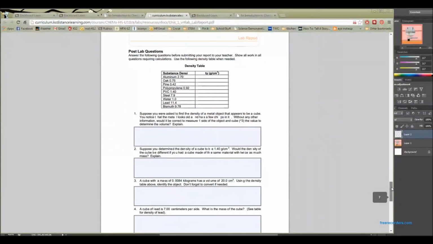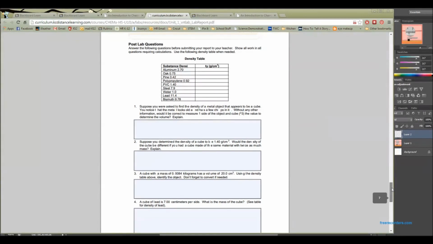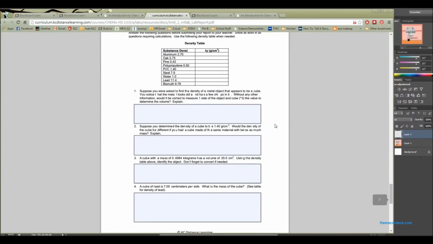And your post-lab questions. A few little hints for the post-lab questions. Here are the substance densities that are standard densities if you were to look them up online. This up here should say substance density and have a merged cell, D-E-N-S-I-T-Y. The word just got split. I don't know why. Now down here, in question 3, be very careful with details. This talks about kilograms. And what is our table using? Grams. So you will have to do a conversion there.